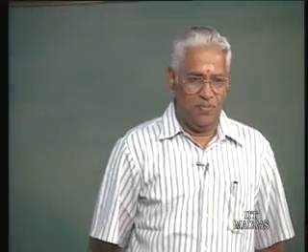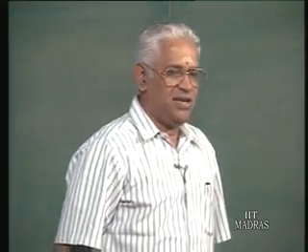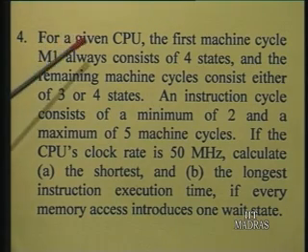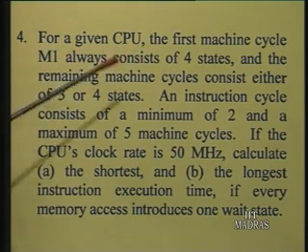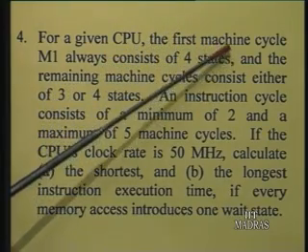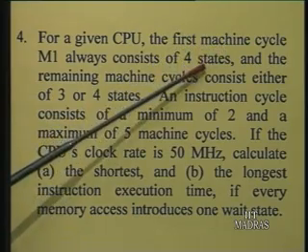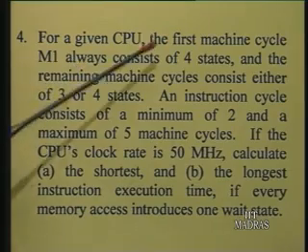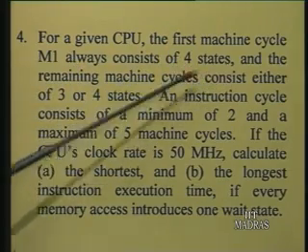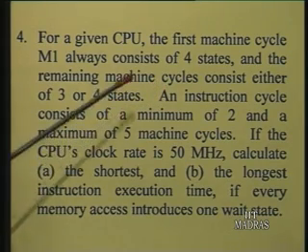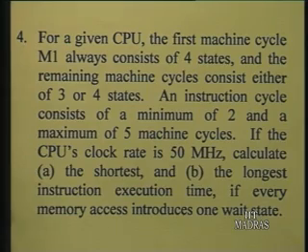Now, let us take another problem. This is to do with the instruction cycle. Let us see what it is. See the chart. It says for a given CPU, the first machine cycle M1 always consists of 4 states. Fine. You have to recall here that an instruction cycle consists of machine cycles which consist of states. So, here we have the details of that. The first machine cycle consists of 4 states, that is always so, and the remaining machine cycles consist of either 3 or 4 states. So, it may be 3 or 4 states, it depends on the instruction.